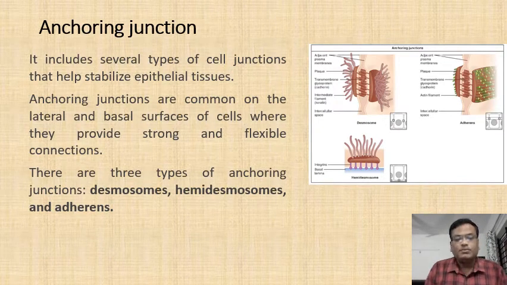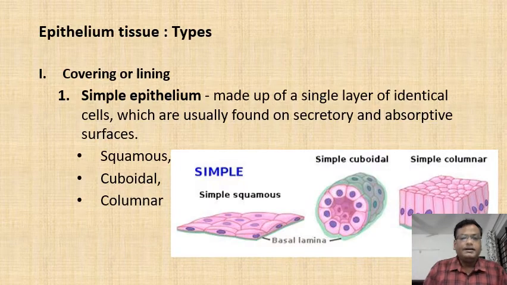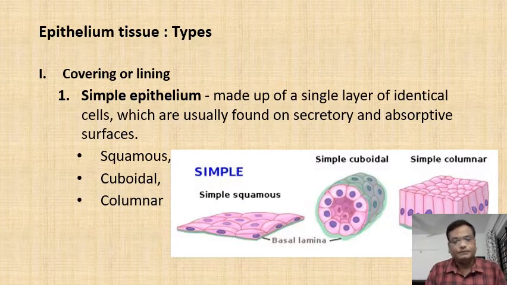Now there are three types of anchoring junctions called desmosomes, hemidesmosomes, and adherens junctions. And now let us move on to the study of types of epithelial tissues.